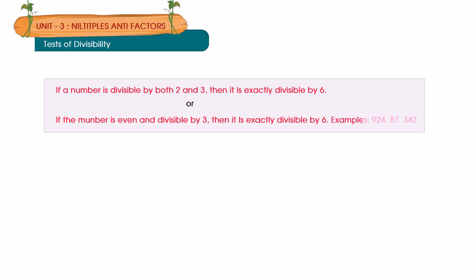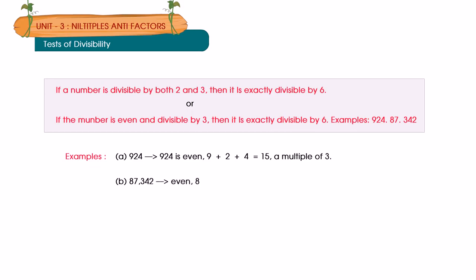Examples: 924, 87,342. A. 924. 924 is even. 9 plus 2 plus 4 is equal to 15, a multiple of 3. B. 87,342 is even. 8 plus 7 plus 3 plus 4 plus 2 is equal to 24, a multiple of 3.